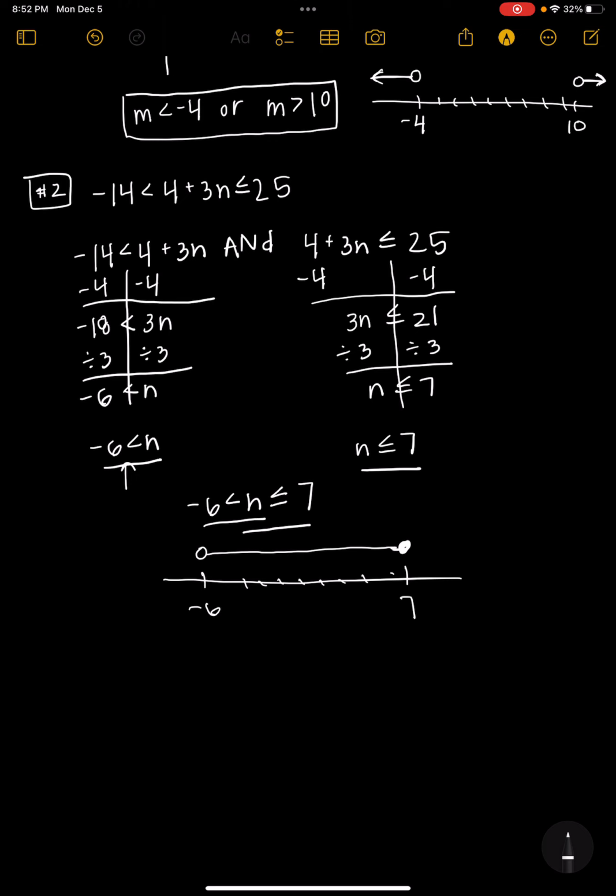So it says that negative 6 has to be less than n, which means that n is greater than negative 6. And so it has to be bigger than negative 6, which makes sense in this graph. But n also has to be less than 7 on that line. That line is less than 7. So everything makes sense. That's your graph. Okay, let's go through the next example.